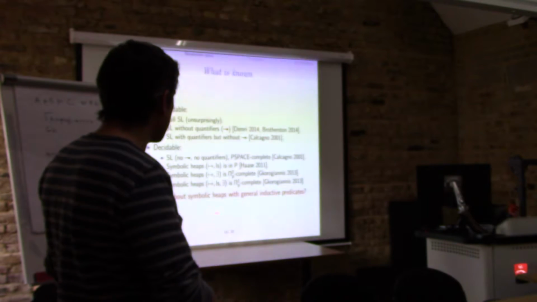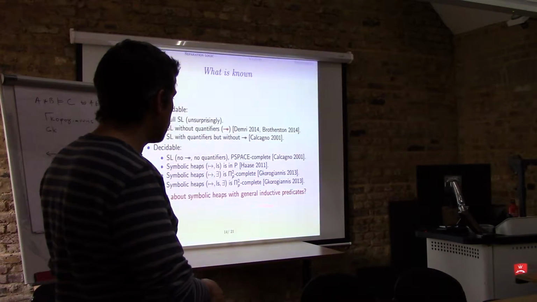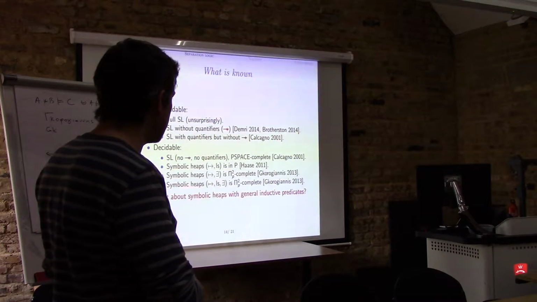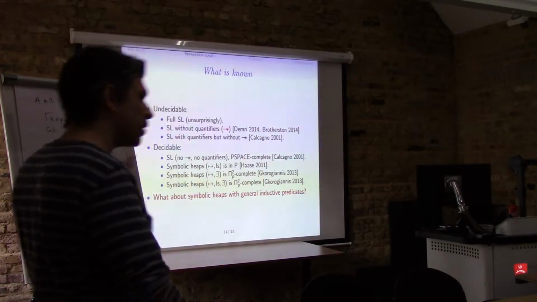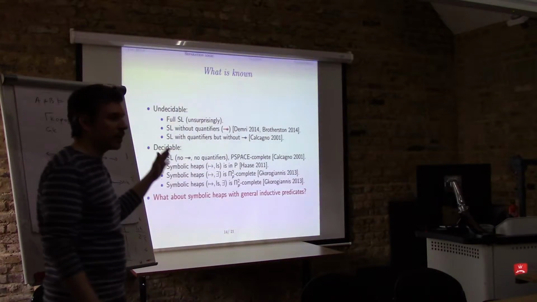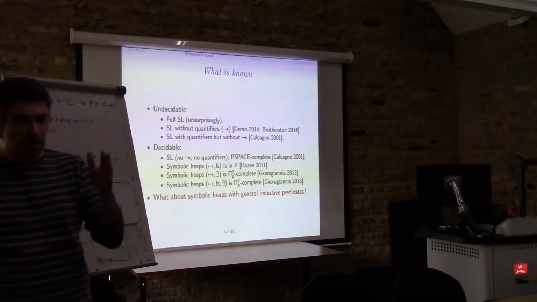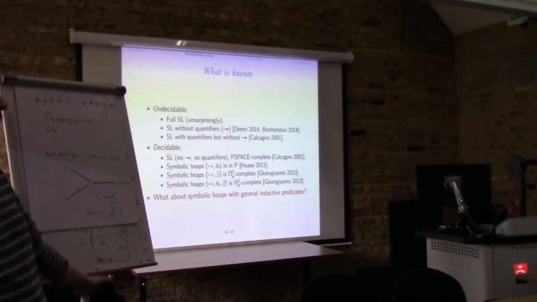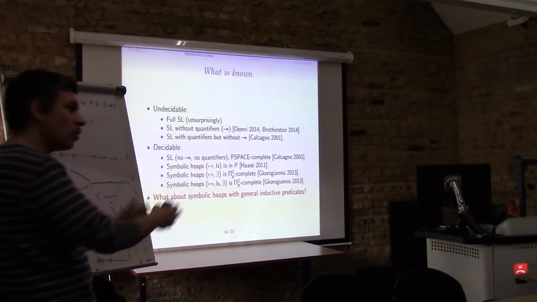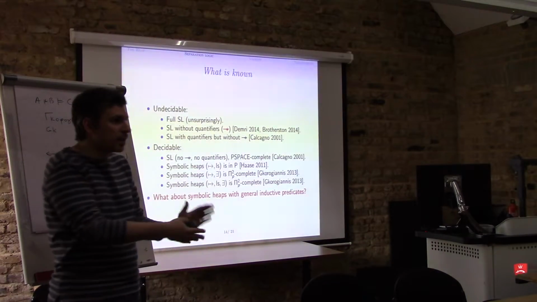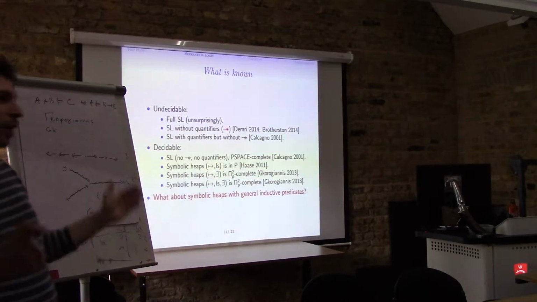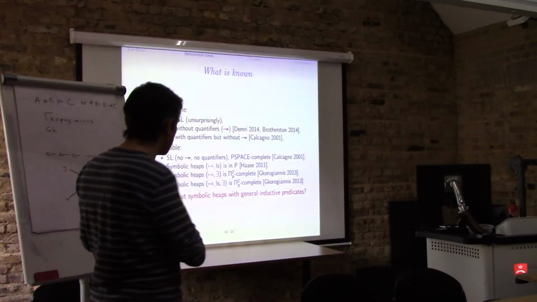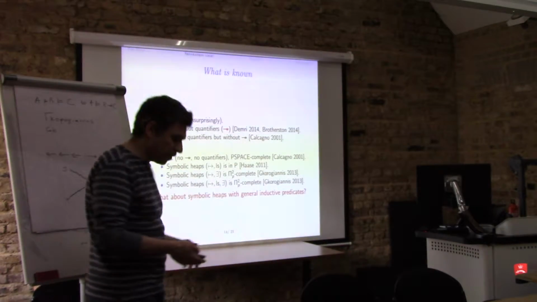But what about symbolic heaps with general inductive predicates? So what is a general inductive predicate? It means this kind of fragment, but where the inductive predicate is user specified. We don't fix it beforehand and say you can only reason about lists. We give a mechanism for defining inductive predicates and say go and define anything you like to your heart's content using the predicates. Then what happens?